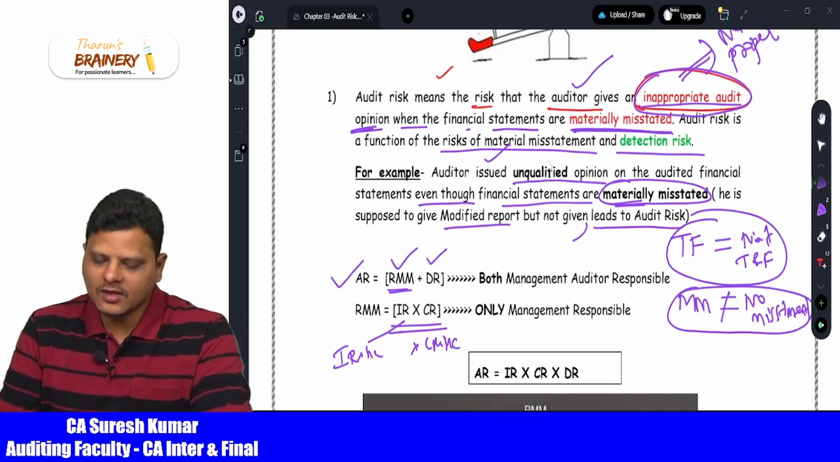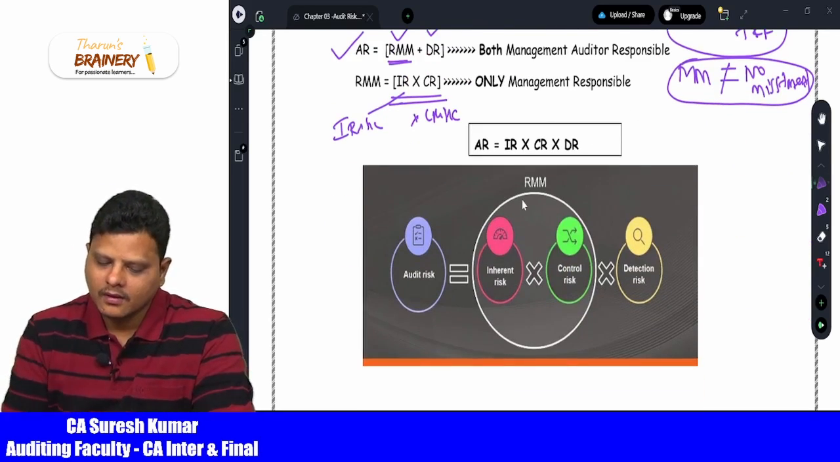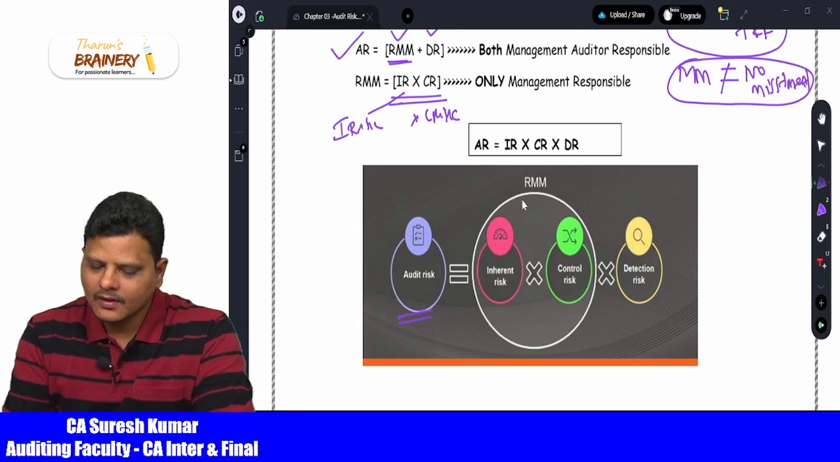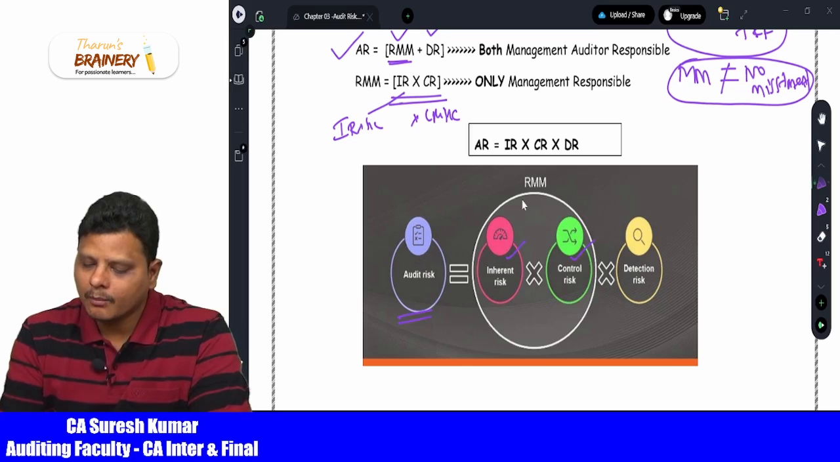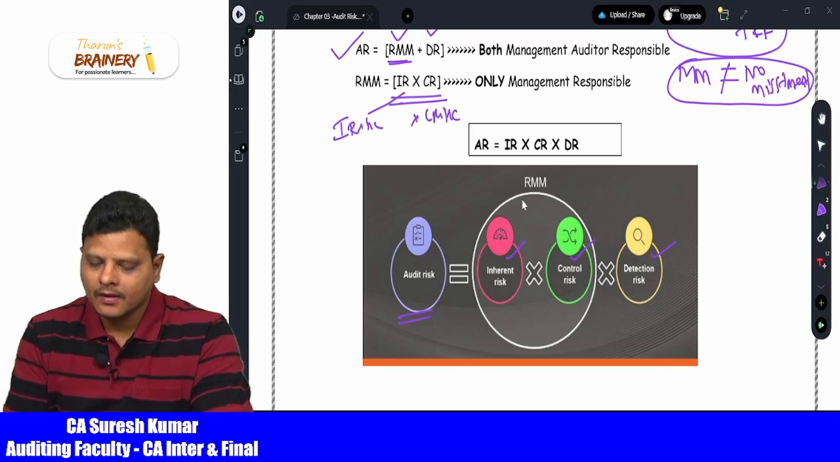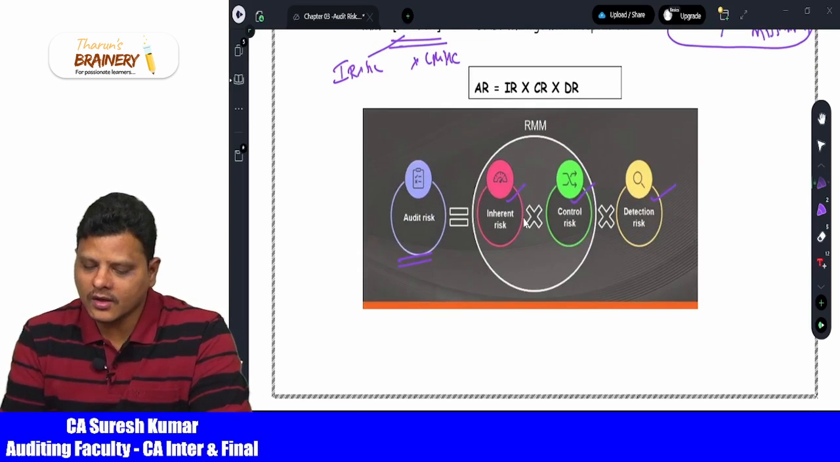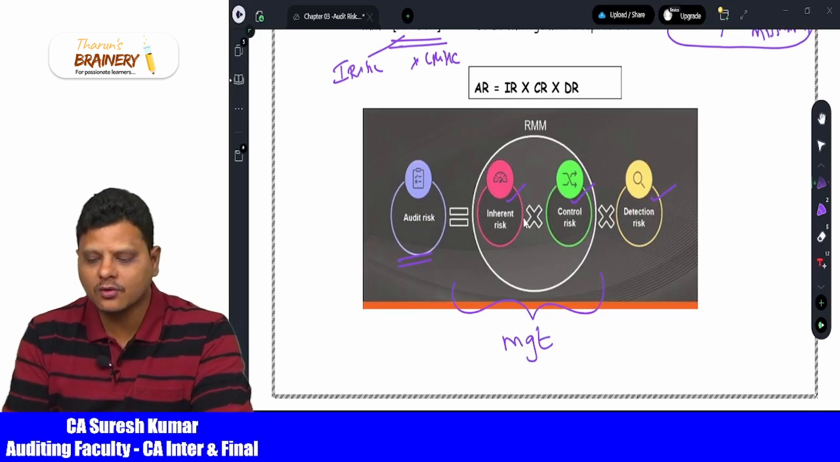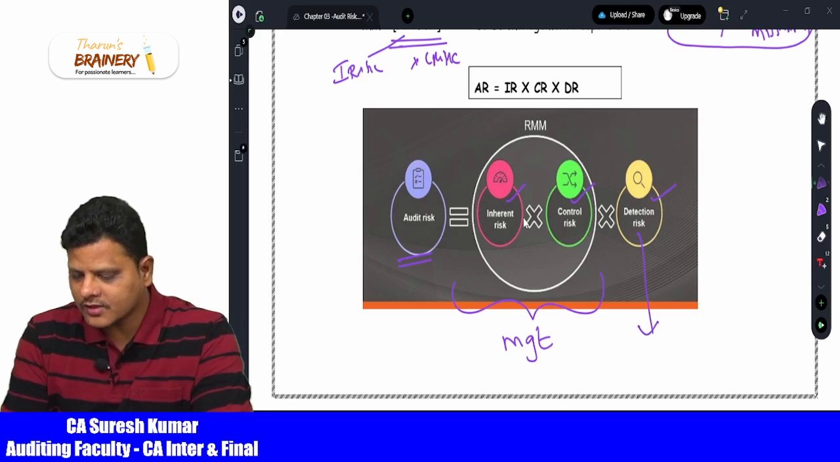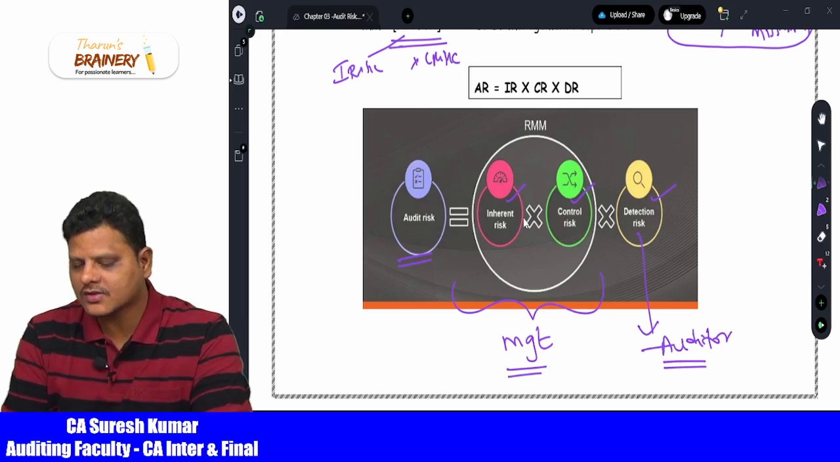Now, the audit formula: audit risk is equal to inherent risk multiplied by control risk multiplied by detection risk. For inherent risk and control risk, who is responsible, my dear friends? Management is responsible. This may be tested in MCQ-based questions. For detection risk, who is responsible? The auditor is responsible.